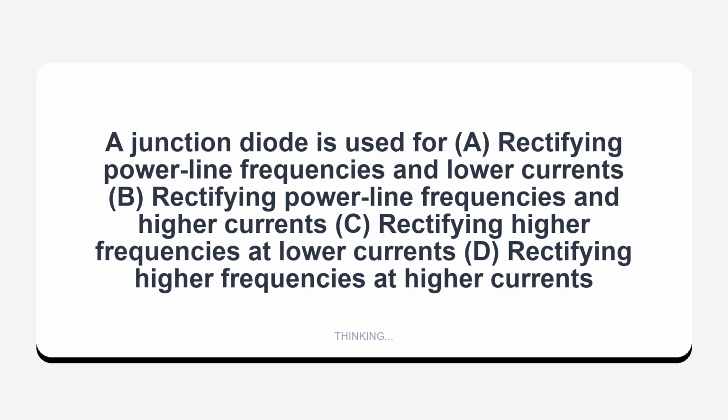A junction diode is used for A. rectifying powerline frequencies and lower currents, B. rectifying powerline frequencies and higher currents, C. rectifying higher frequencies at lower currents, D. rectifying higher frequencies at higher currents. B.